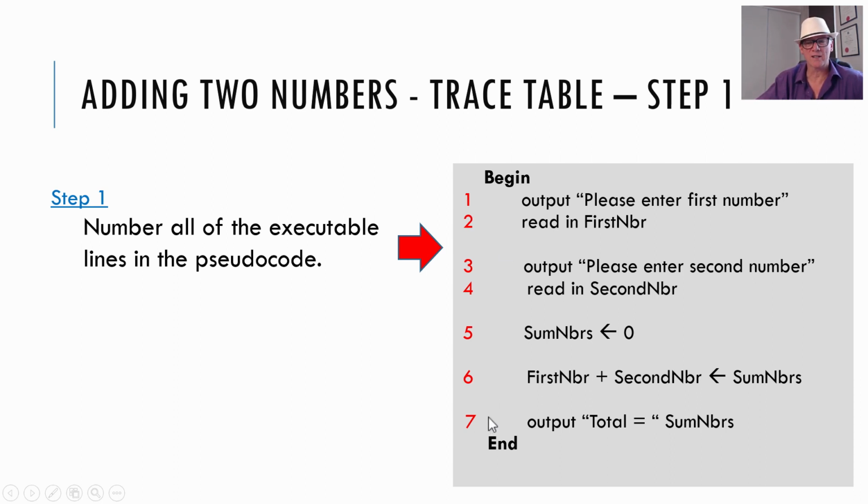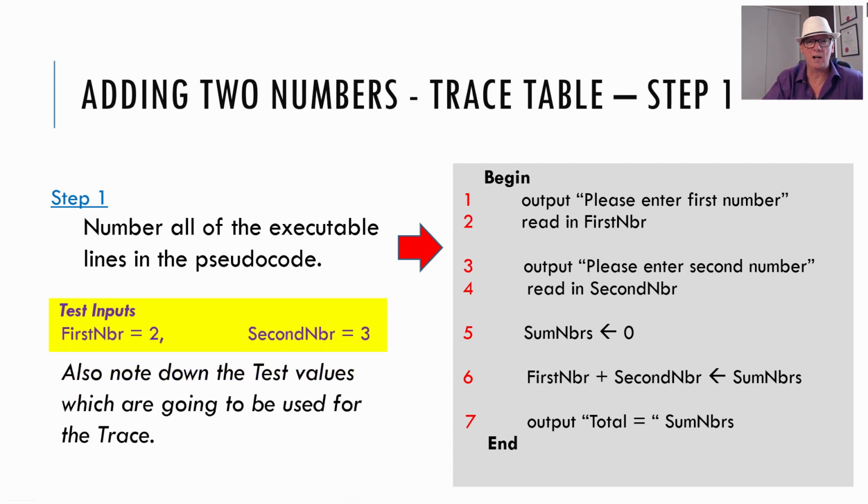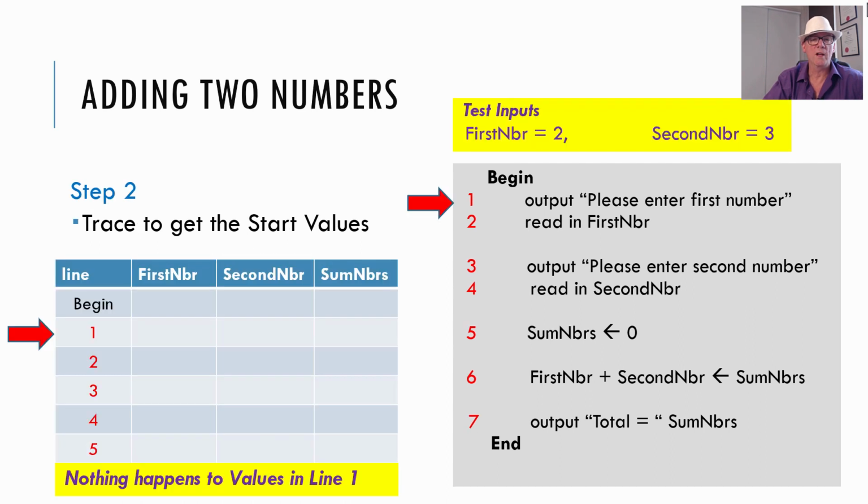So that's our first step done of the 3 steps of making a trace table. We also need to have our inputs, so they may have been given to us, or we might have to figure out some inputs we're going to use ourselves. For this one, we're using the numbers 2 and 3. So in step one, note down that you do have some input variable values to work with.